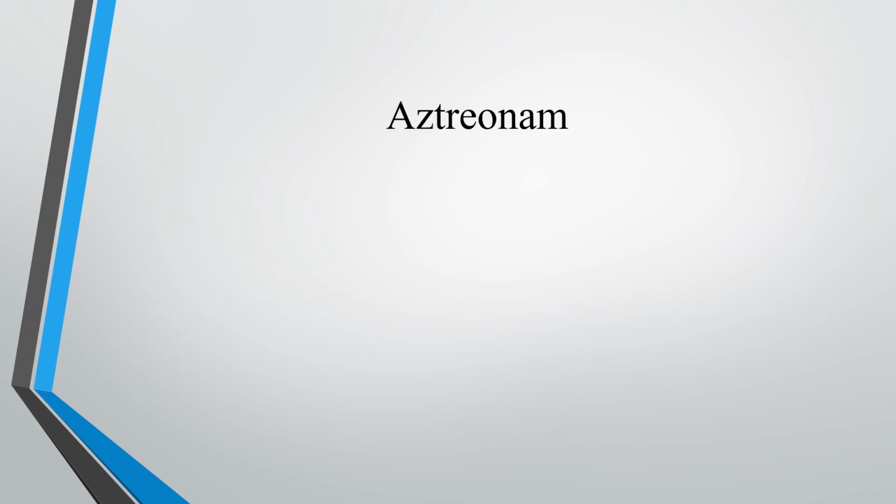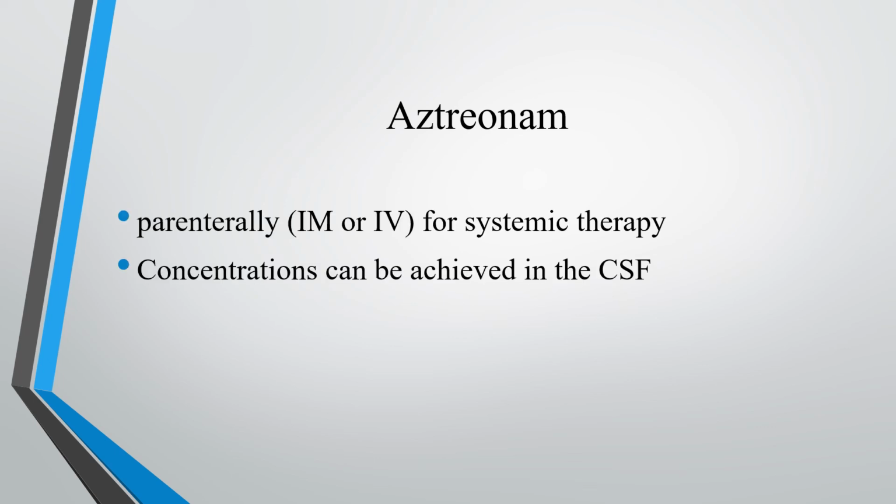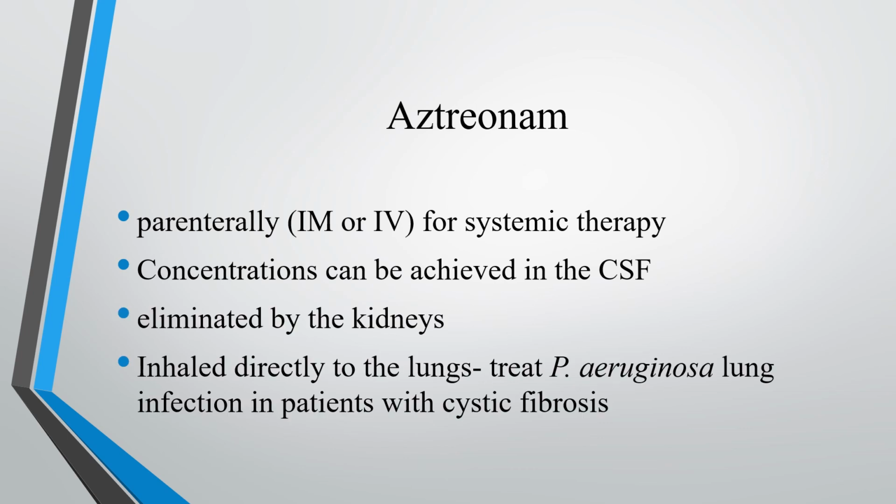Aztreonam is not absorbed from the GI tract and must be administered parenterally, either IM or intravenous, for systemic therapy. Concentrations can be achieved in the CSF, and aztreonam is eliminated by the kidneys. In addition to being administered IM or IV, aztreonam can be inhaled for delivery directly to the lungs. This route is used to treat Pseudomonas aeruginosa lung infection in patients with cystic fibrosis.